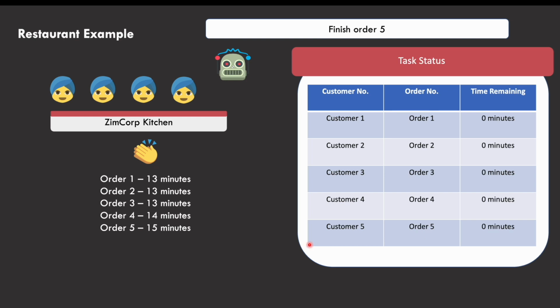Order 1 took 13 minutes, order 2 took 13 minutes, order 3 took 13 minutes, order 4 took 14 minutes, and order 5 took 15 minutes, which is not that bad compared to the earlier scenario where one of the customers had to wait for 22 minutes, right?